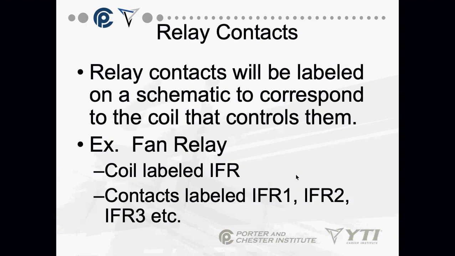The contacts are labeled in the schematic to correspond to the coil that controls them. For example, the coil might be labeled 1FR. Once you have the coil labeled, you'll label the contacts including the coil label. In other words, when I look at a schematic, I know that the coil 1FR is controlling any contacts that are labeled 1FR with a number. Does that make sense to everybody?